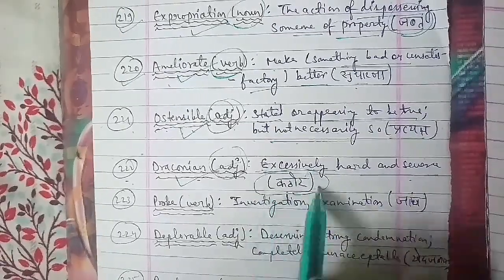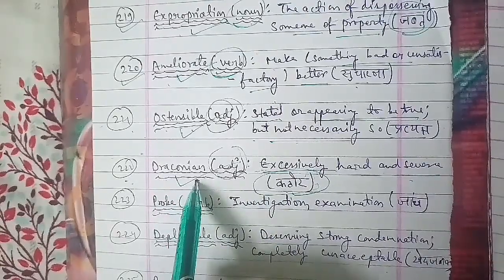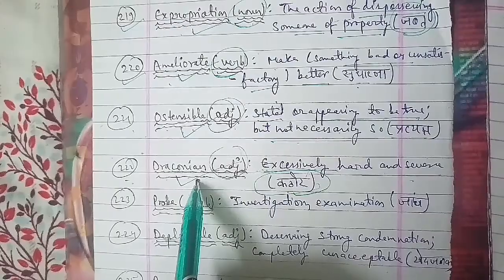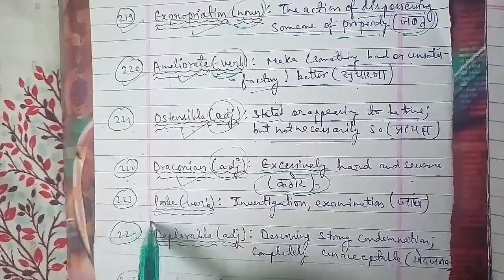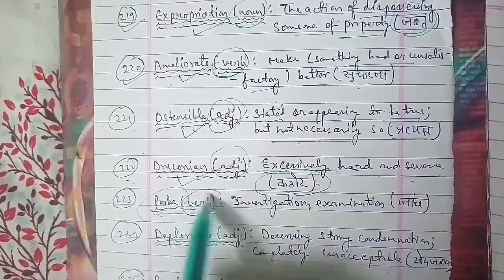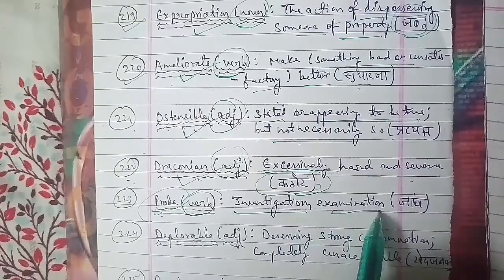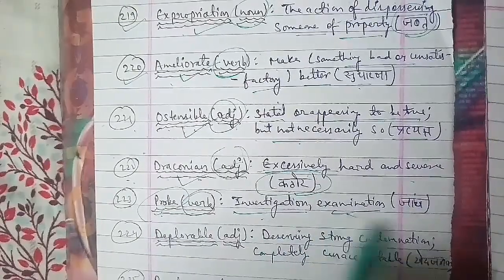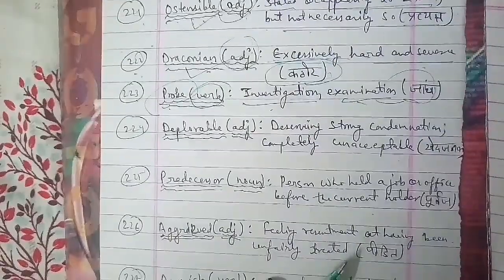Now moving on to the next one that we have here, the word 223, that is probe. Probe is a word that is used as a verb, and the meaning of probe is investigation, examination. Investigation, examination, या जिसे हम कहते हैं जांच करना. For those words, investigation and examination, we are using the word probe there, and the word probe is used as a verb here.